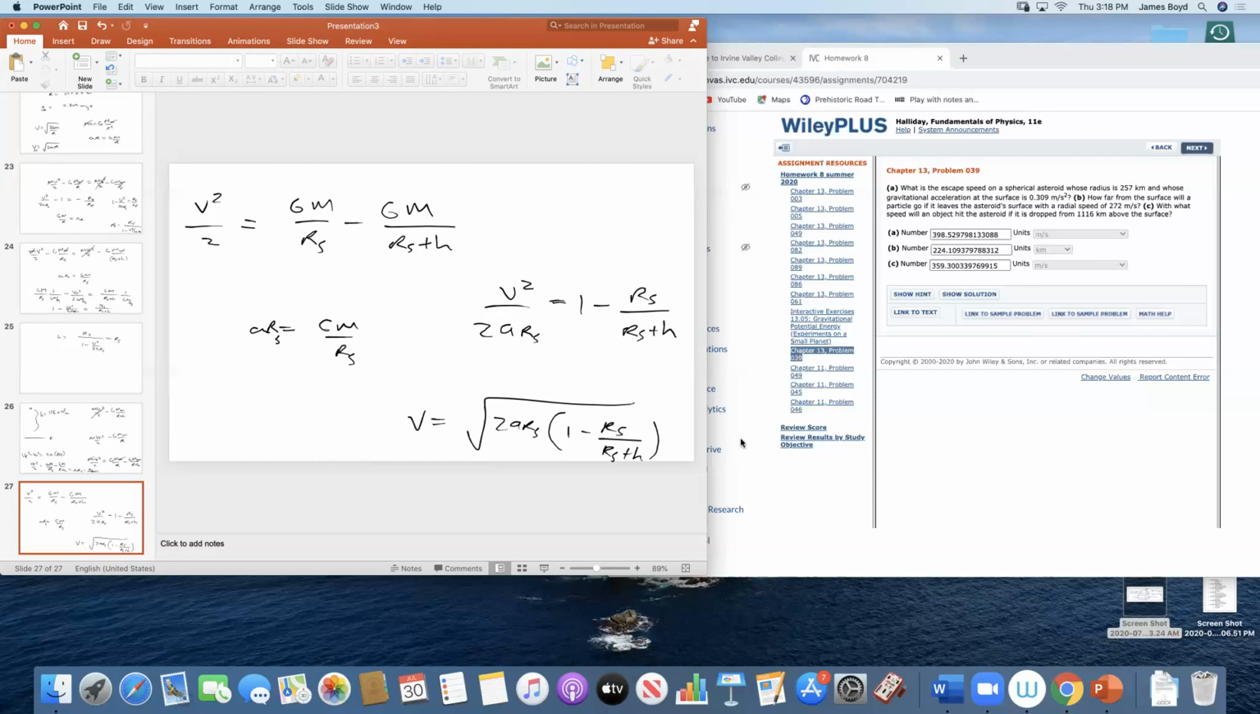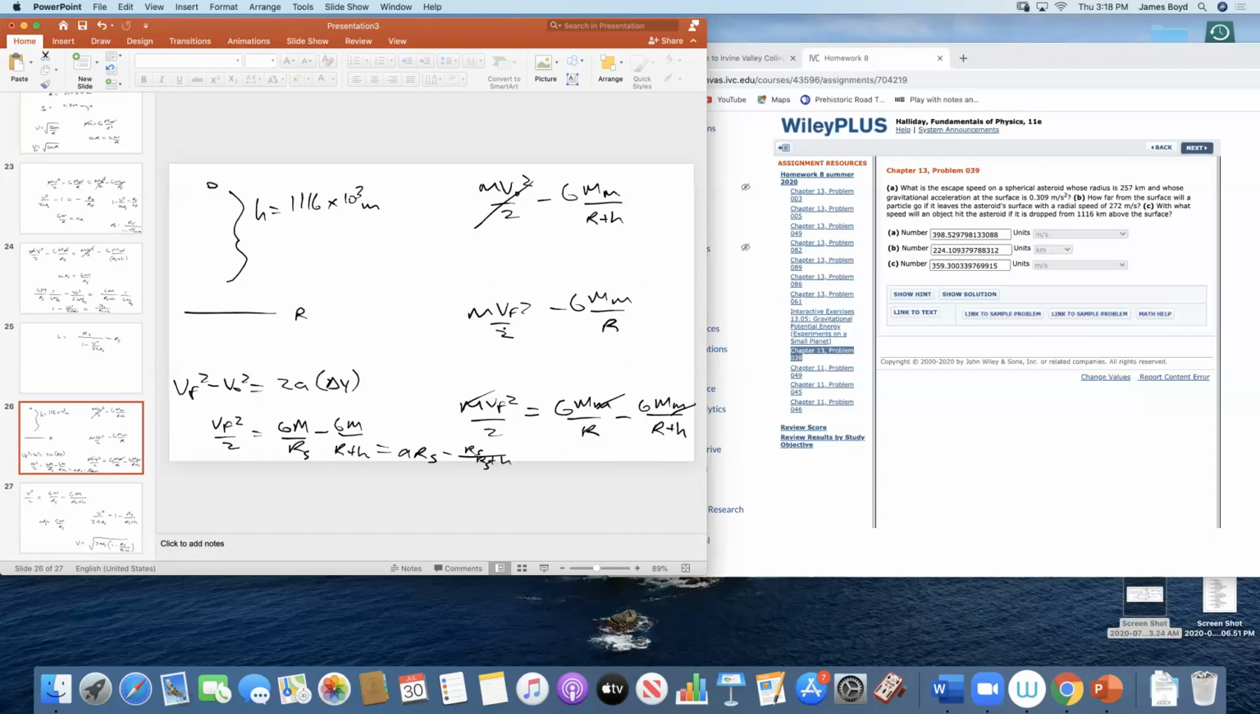Okay, so the takeaway here is that you cannot assume that g is constant, so you can't use the constant acceleration. That's where we started this whole course from, was constant acceleration. This doesn't work. You have to use energy of gravity, and you have to use this new term for the potential energy of gravity. And then, because of this problem being what it is, you can substitute in for gm over r a r s, okay?